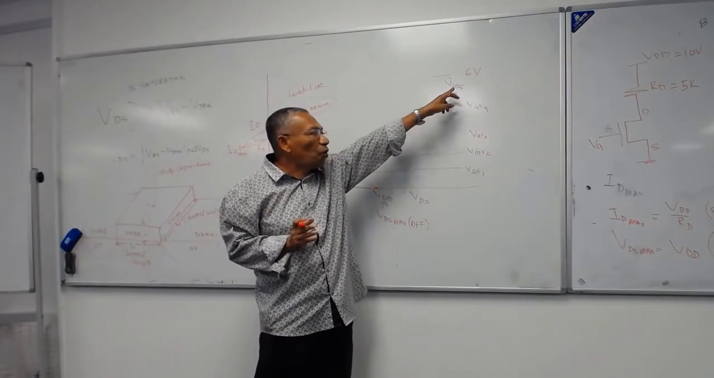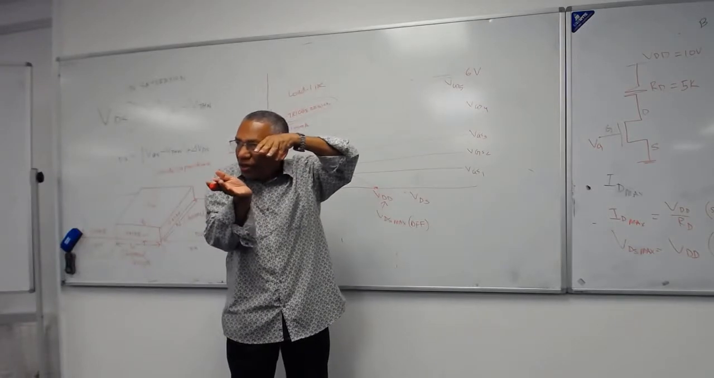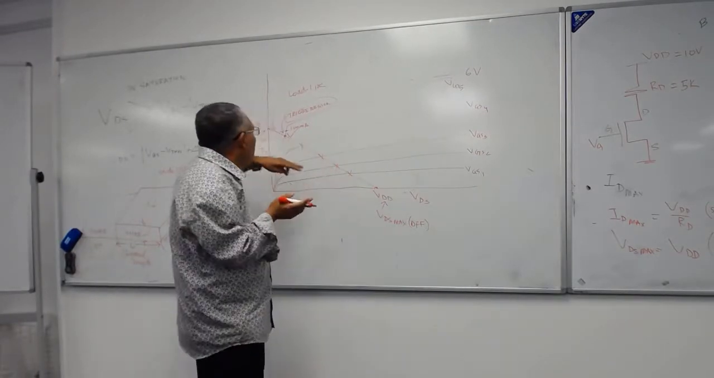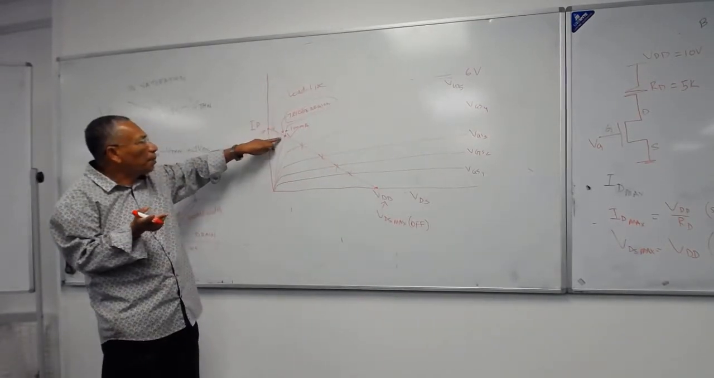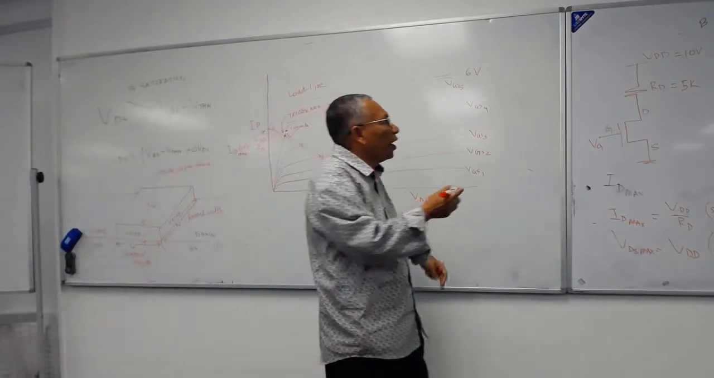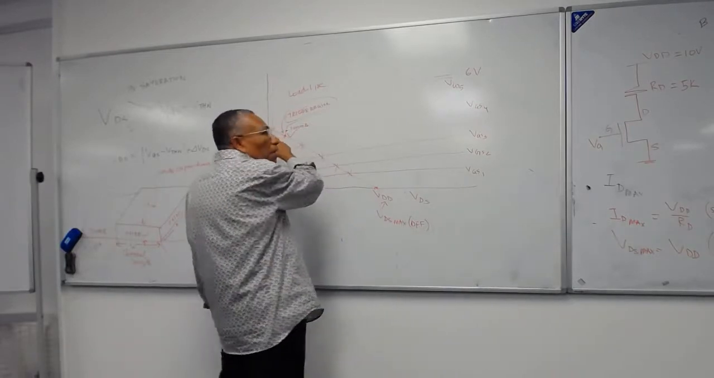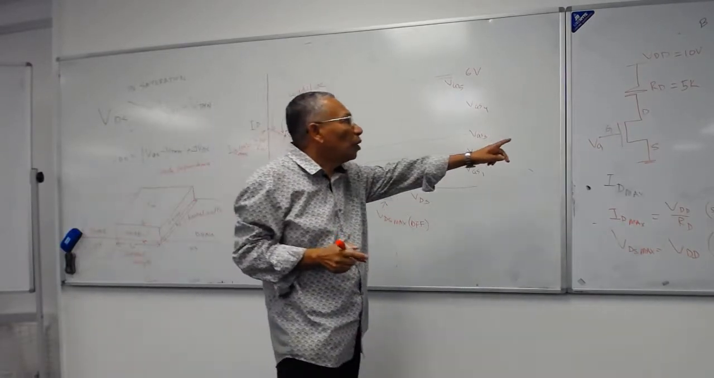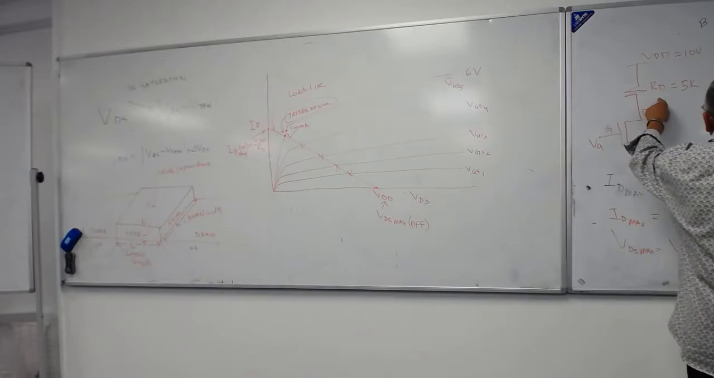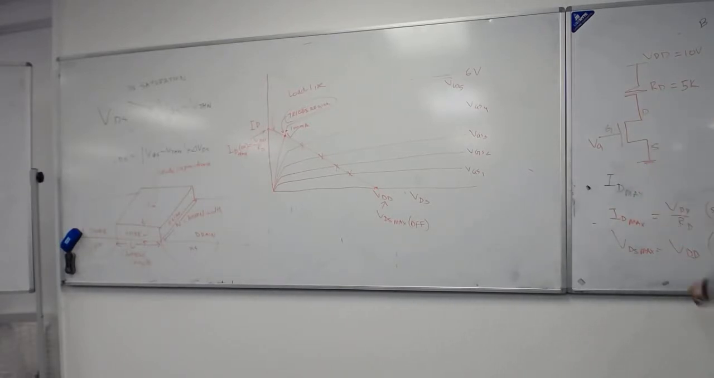If you apply 6 volt at the gate and source of the transistor, it will turn on and produce a current of 100 milliampere through the drain. So this is known. Now with this reference, how can you choose the proper value of resistance and gate source voltage?